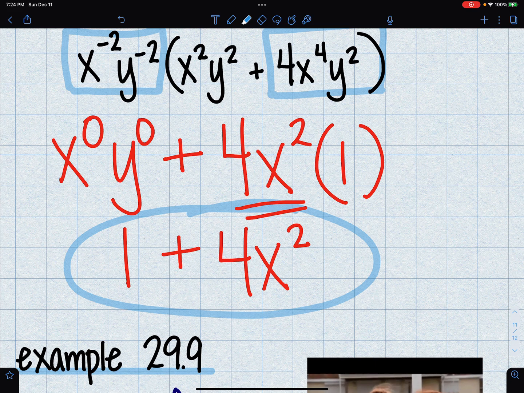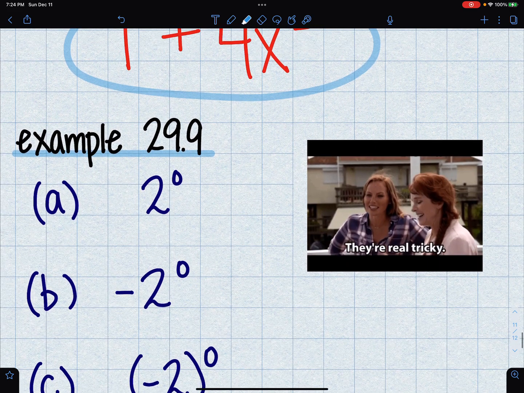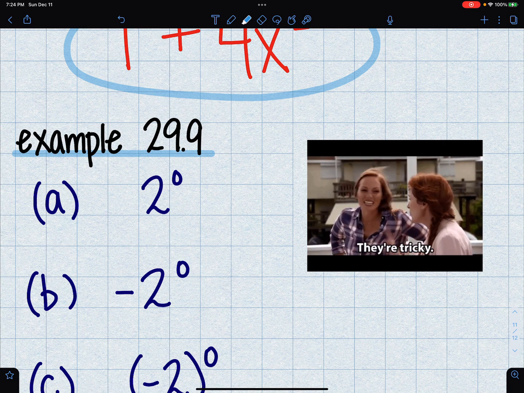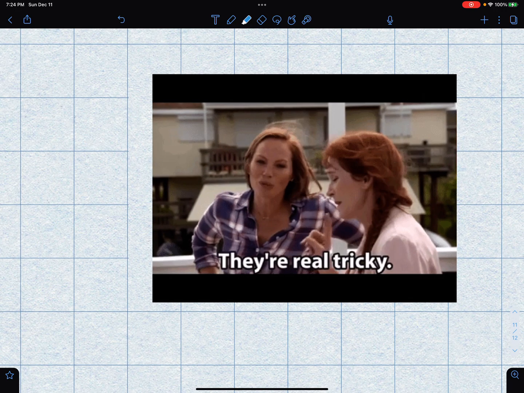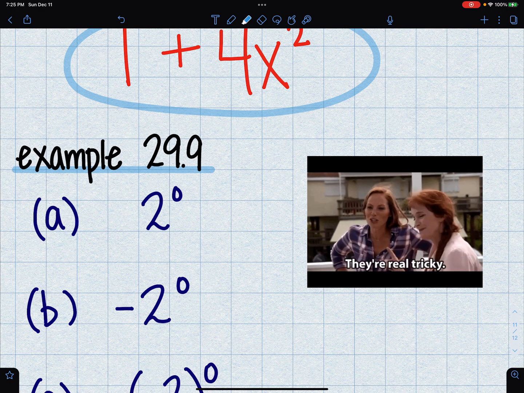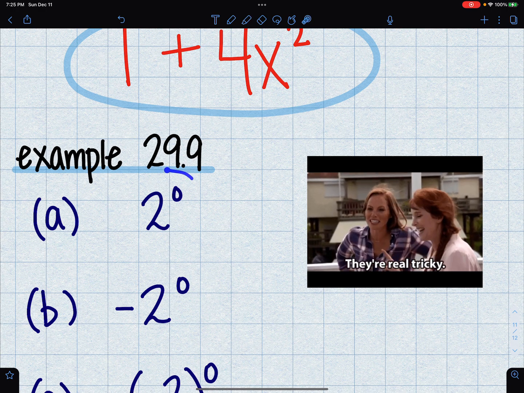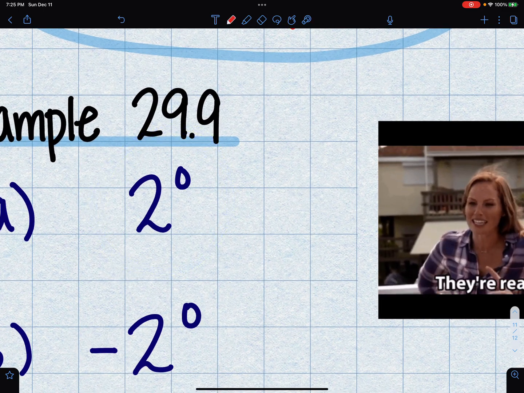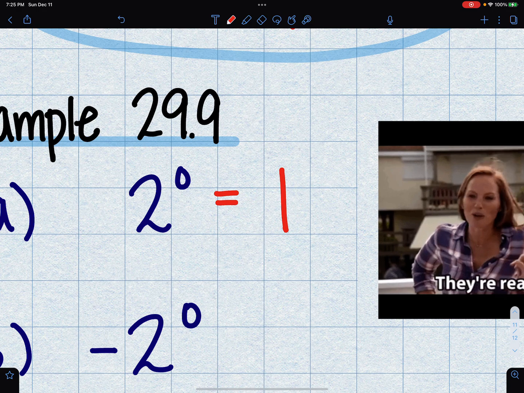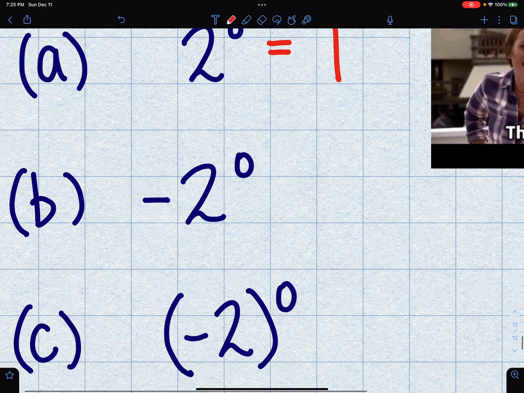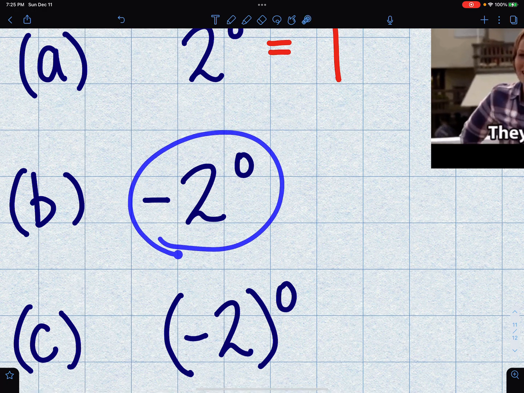All right, let's make sure that you understand raising something to the 0, because you know those test makers are tricky. They're going to probably trick some of your friends, but they are not going to trick you. So let's do example 29.9 and look at these. What if you have 2 raised to the 0 power? Anything raised to the 0 power is 1. All right. What about this one, though? Negative 2 raised to the 0 power.